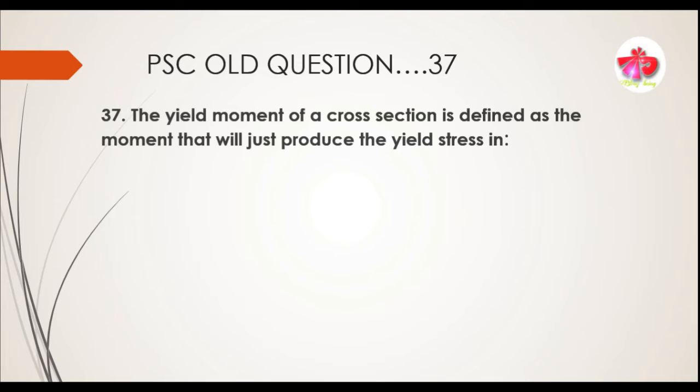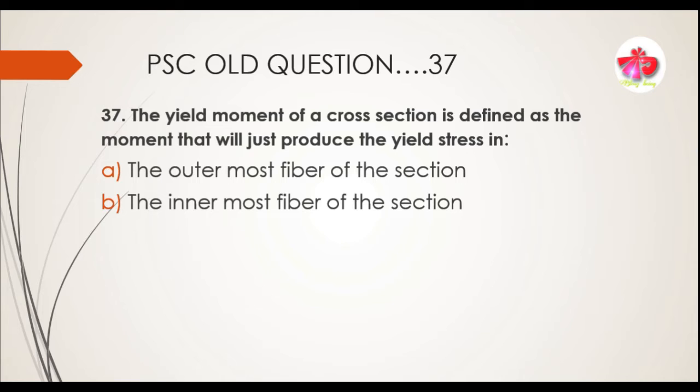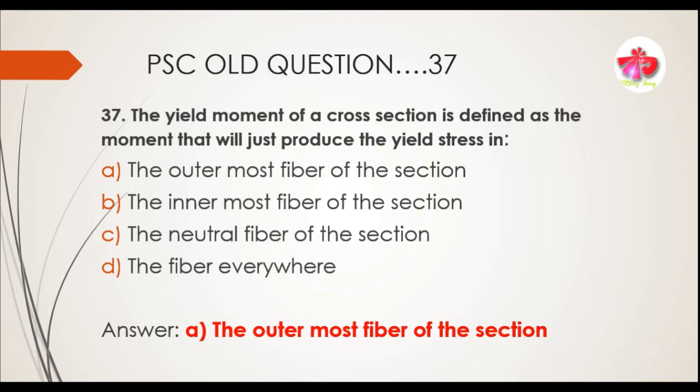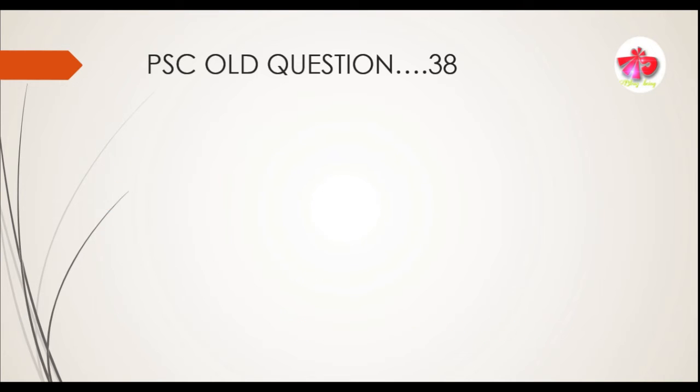Question number 37. The yield moment of a cross section is defined as the moment that will just produce the yield stress in option A, outermost fiber of the section, option B, innermost fiber of the section, option C, the neutral fiber of the section, and option D, the fiber everywhere. So friend, the yield moment of the cross section is defined as the moment that will just produce the yield stress in the outermost fiber of the section. Option A will be the correct answer here.